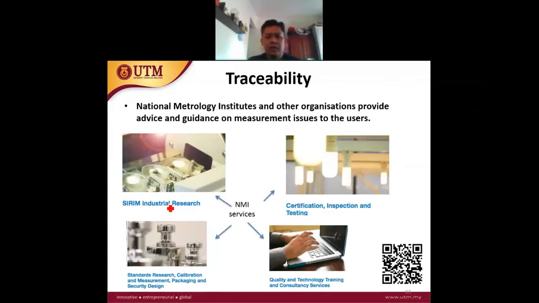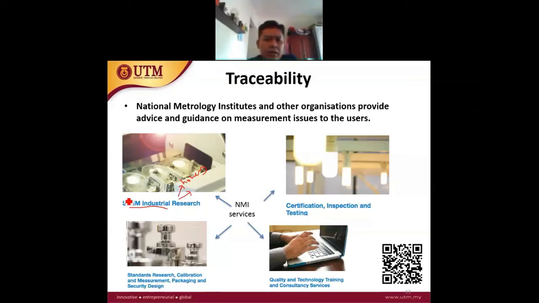So these are the services provided by the National Metrology Institute. For example, SIRIM. SIRIM is very active, not only providing standards in the industry, they also provide testing, and they also certify other labs to perform the tests. Like food standards, even honey, they are involved in producing the standard.